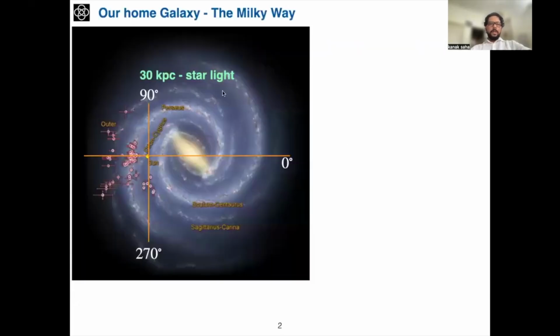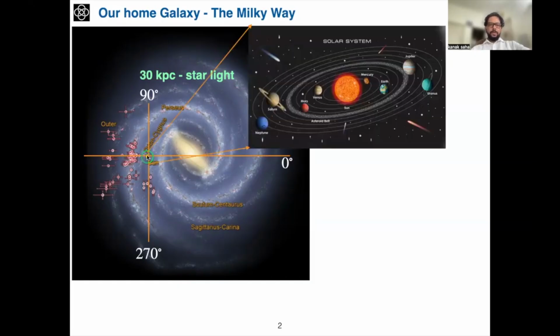This is an artist impression of the Milky Way galaxy. At this point lies our solar neighborhood, which is around 8.5 kiloparsec from the center of the galaxy. This is the center of the galaxy. And the Sun, with all its planets, goes around the center of the galaxy with a speed of nearly 220 kilometers per second.